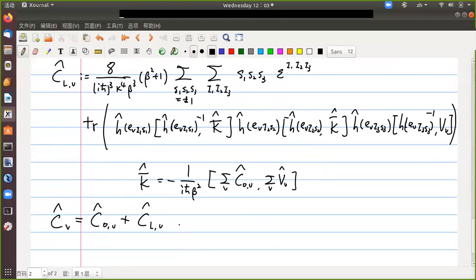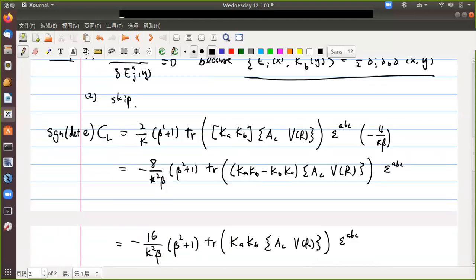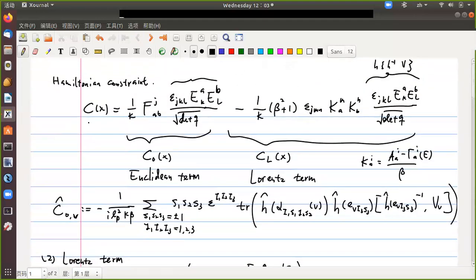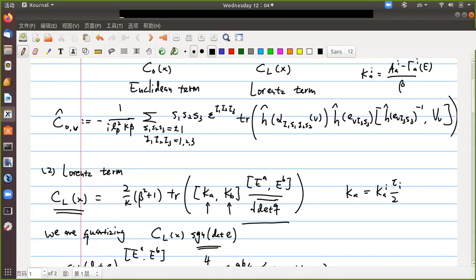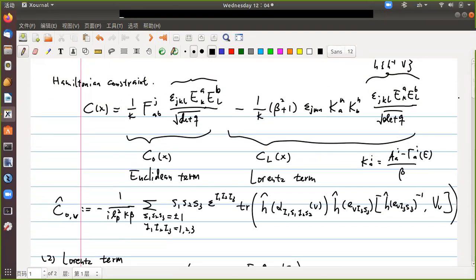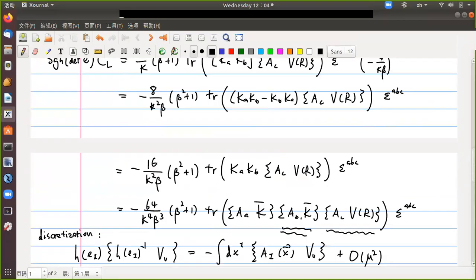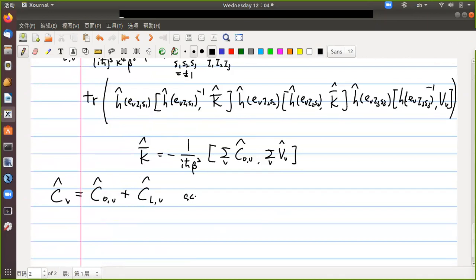Now, you can see that this quantity is not exactly the quantization of the original Hamiltonian constraint, but the difference is that we add a sign factor. So it's actually quantizing the Hamiltonian constraint multiplied by an overall sign factor. The reason is that we use the Thiemann trick for this EE term, and using the Thiemann trick gives an overall sign factor. So these actually quantize sign determinant E multiplied by C x.